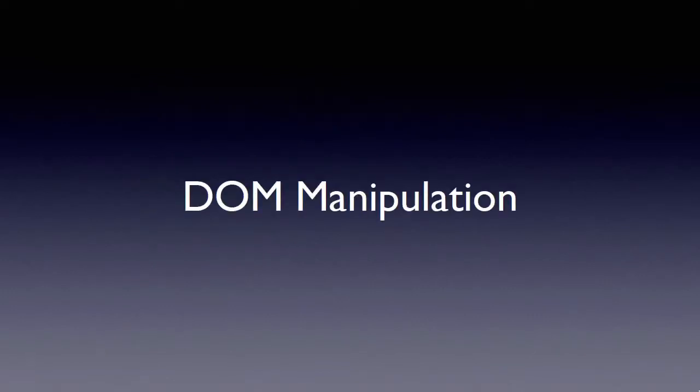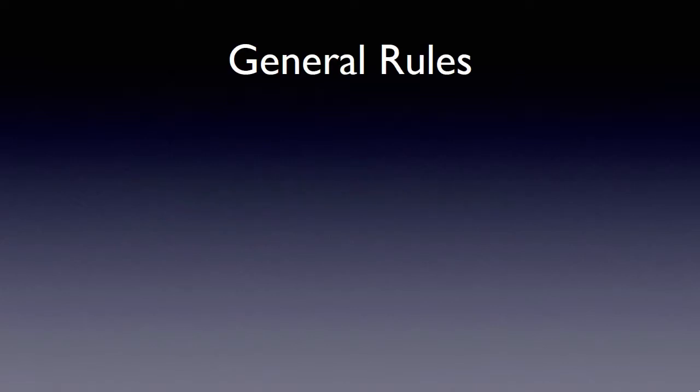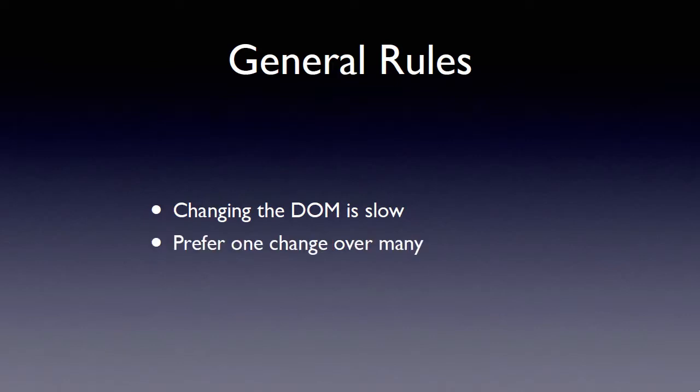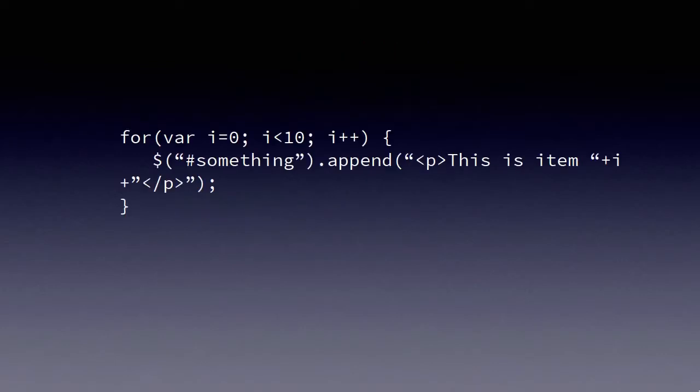So what about DOM manipulation? In general, changing the DOM is slow. When you add a new paragraph or a new picture, the browser has to do work to kind of rejigger that into the entire DOM. So the general rule is to try to do one change as opposed to many changes. Imagine this example. I have a loop, and for each iteration of the loop, I'm going to find the selector, ID of something, and I'm going to append some HTML into it. I'm actually doing 10 different DOM manipulations just to add some text to something.